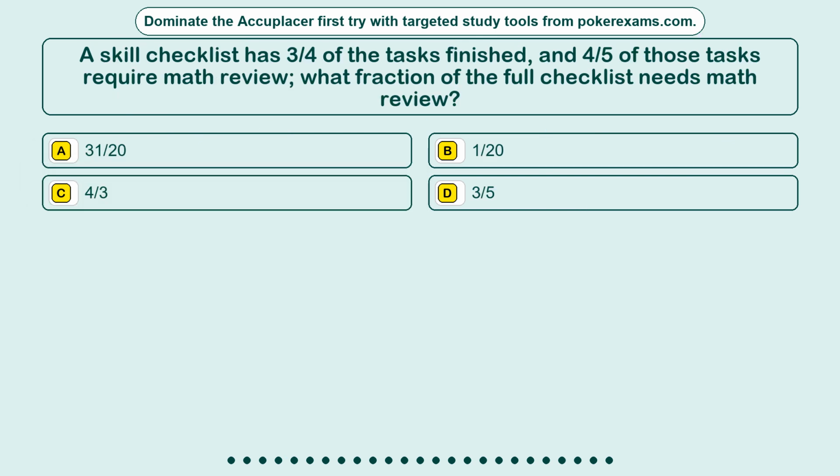Question 2. A skill checklist has 3/4 of the tasks finished, and 4/5 of those tasks require math review. What fraction of the full checklist needs math review? Option A, 31/20. Option B, 1/20. Option C, 4/3. Option D, 3/5.